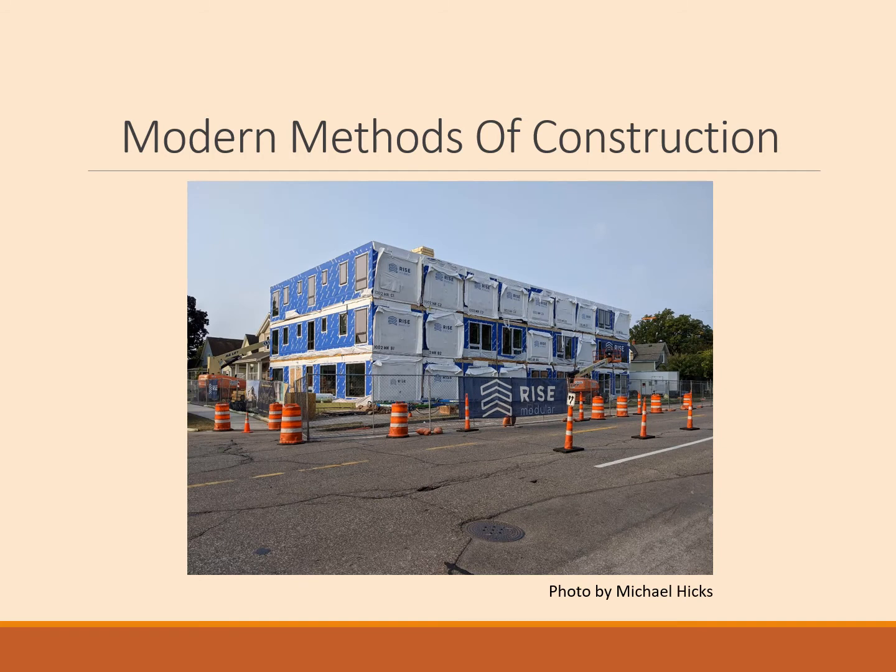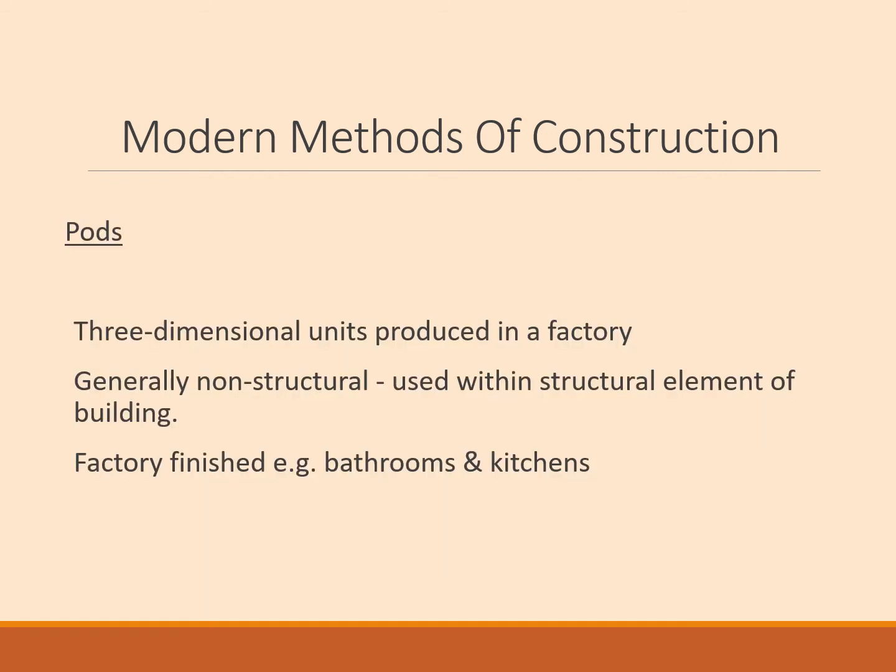Here we have an example of a building constructed using multiple volumetric units. The units are placed and fixed in position on arrival to site and result in the construction or assembly of the building within days. Pods, such as factory assembled kitchens and bathrooms, are designed to slot into existing structures. The manufacture of the pods are similar to the methods used in volumetric construction. They are typically non-structural units and are used within the structural element of the building.